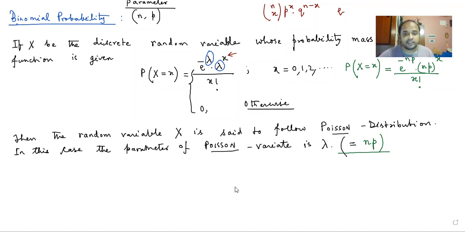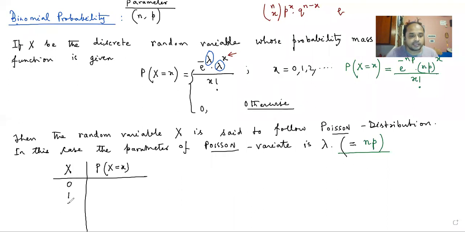Before I end today's class, give me a minute. I'm going to say something very interesting. We already know the probability distribution chart that I considered for the coin tossing problem. X had the values 0, 1, 2, 3, 4, and the probabilities were 1 by 16, 4 by 16, 6 by 16, 4 by 16, and 1 by 16.